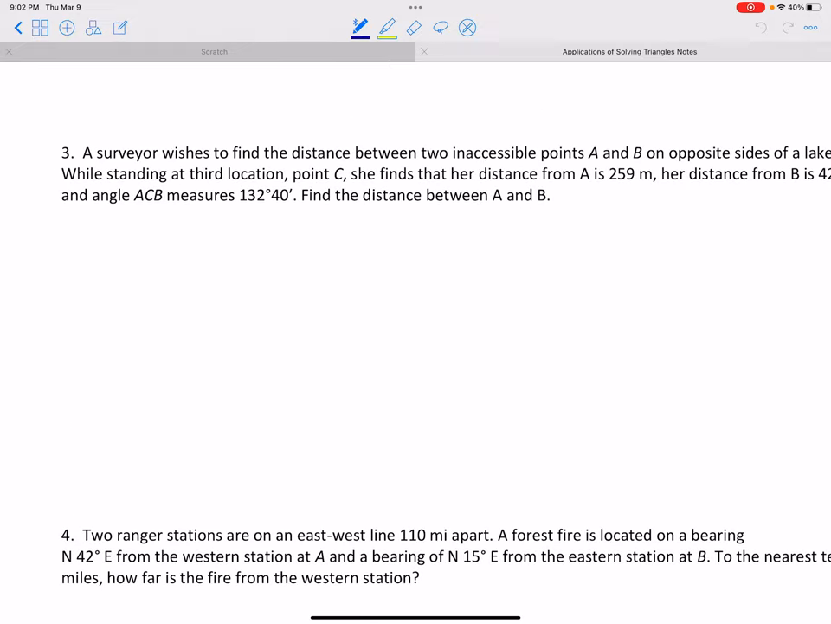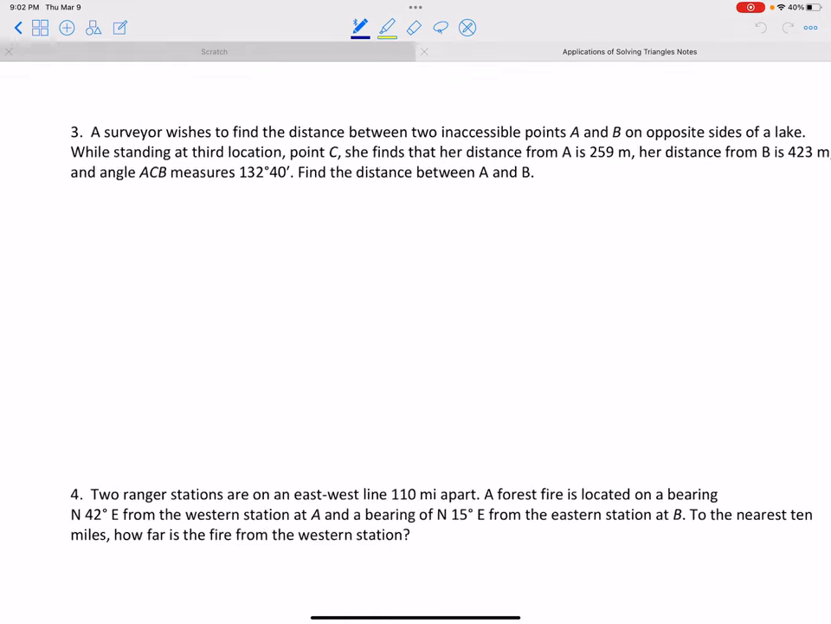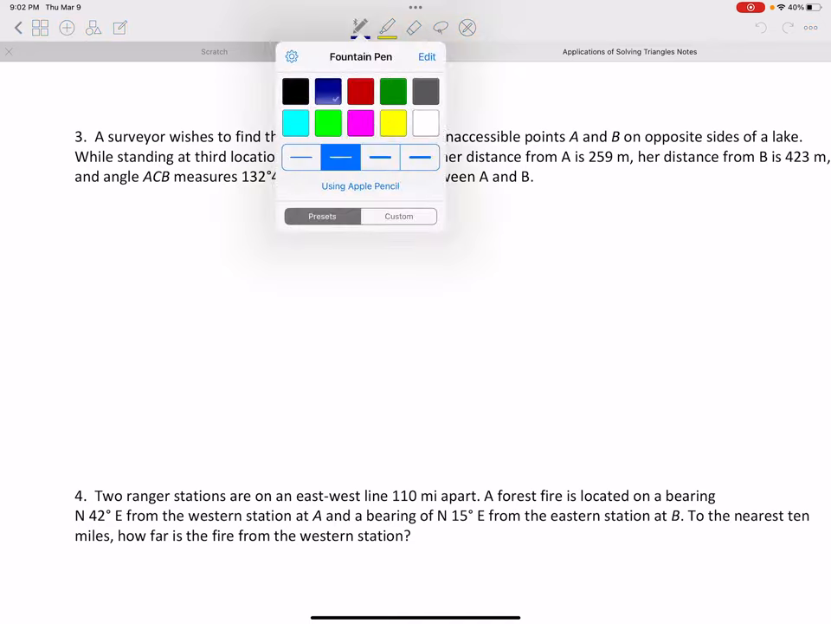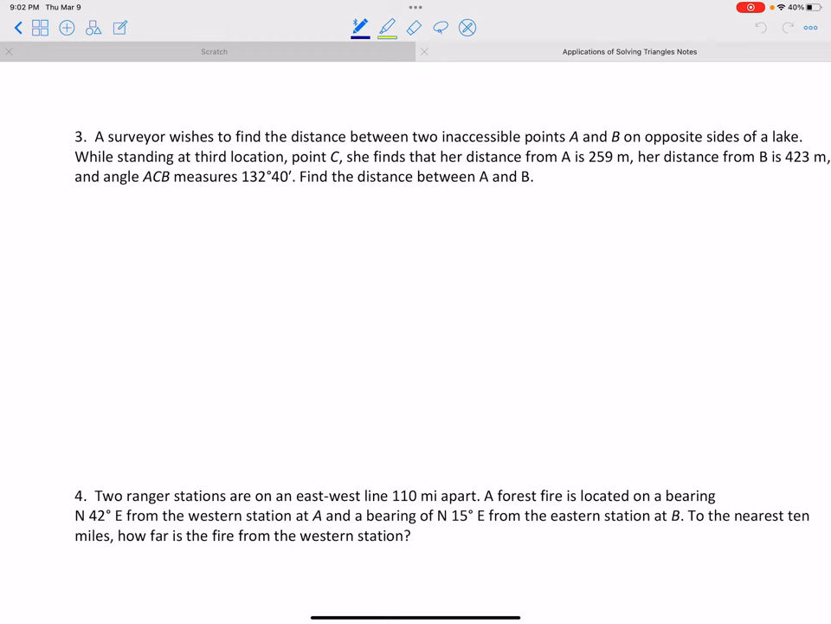So number 3, a surveyor wishes to find the distance between two inaccessible points A and B on opposite sides of a lake. While standing at a third location, point C, she finds that her distance from A is 259 meters, her distance from B is 423 meters, and angle ACB measures 132 degrees 40 minutes. Find the distance between A and B. Alright, it's a lot going on here. So back to the beginning of the problem, a surveyor wishes to find the distance between two inaccessible points A and B that are on opposite sides of a lake.